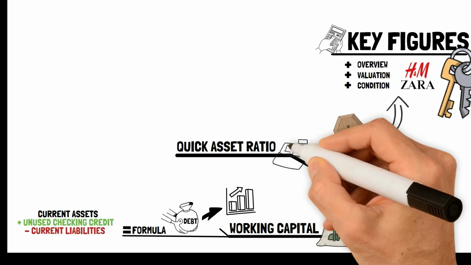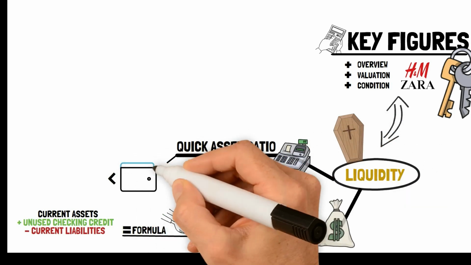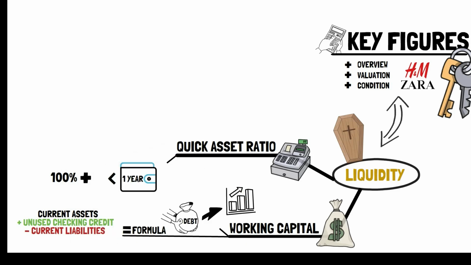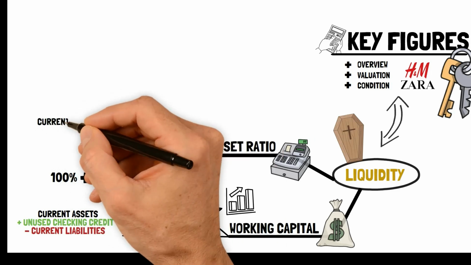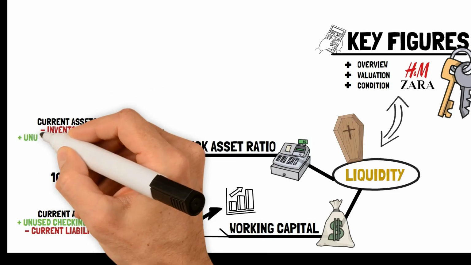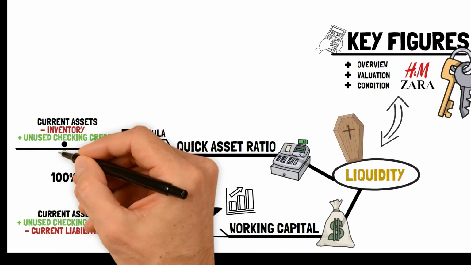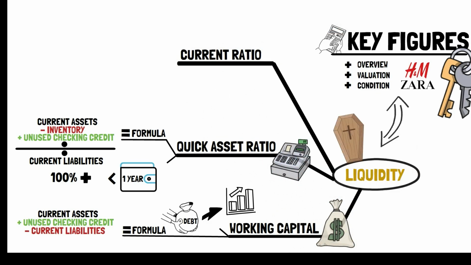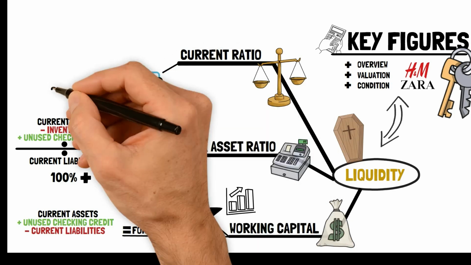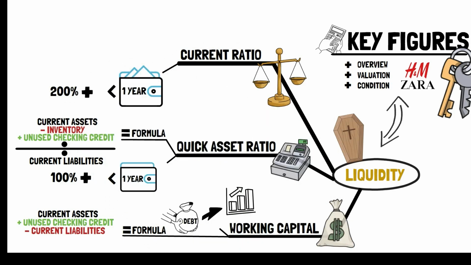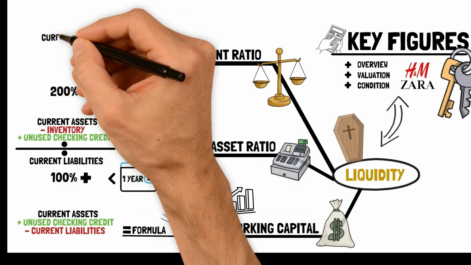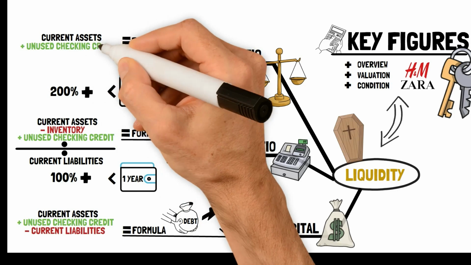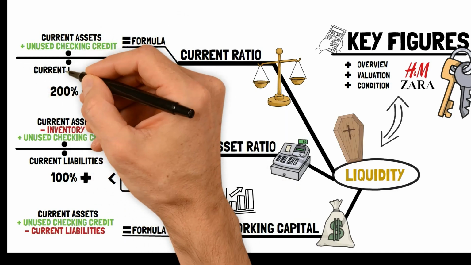Quick asset ratio. Shows how well short-term debt can be paid. At least 100% is usually desirable. Excludes inventory. It's equal to current assets minus inventory plus unused checking credit divided by current liabilities. Current ratio. Nevertheless, the ability to pay in the short term. The guideline is at least 200%. Includes inventory. It's equal to current assets plus unused checking credit divided by current liabilities.